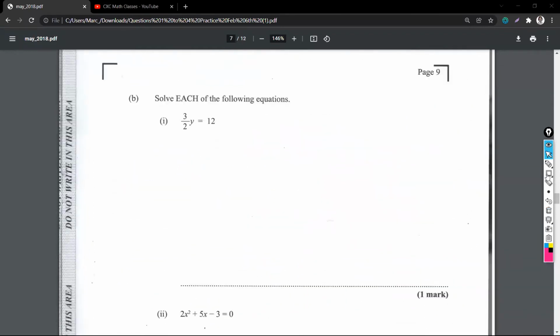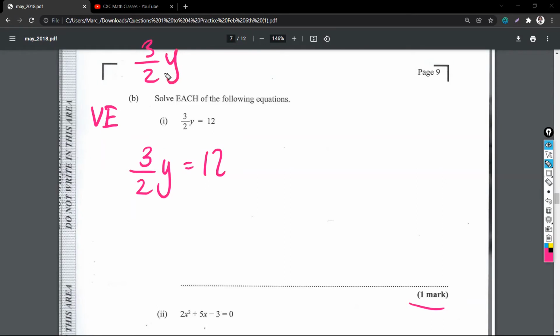This is very easy. These are what you call VE, very easy. 1 mark. All you need to do, guys, is make the subject of the formula. So you have 3 over 2y is equal to 12. Remember, guys, I always tell you when you have a fraction like 3 over 2y, the first thing you must do is multiply the numerator by the y and say 3y over 2. Please, that's the easy way to do it. I don't like when people put fractions like that. I hate it. Always multiply this top number by the letter and say 3y over 2. It makes life so much easier. Is equal to 12. So that's the first thing I'm going to do.